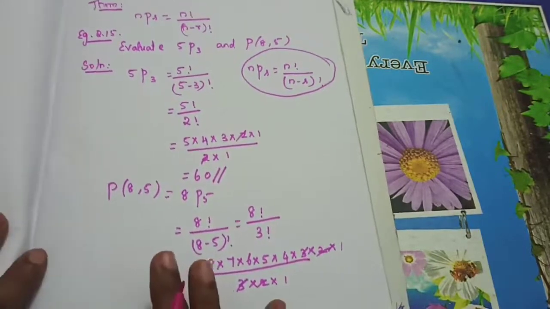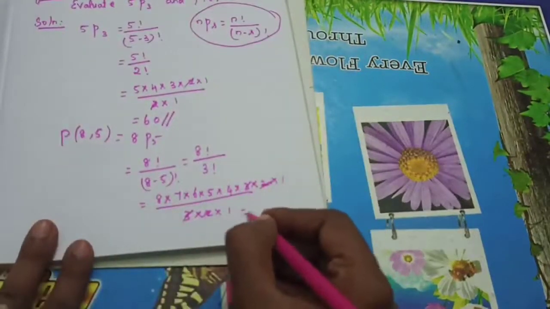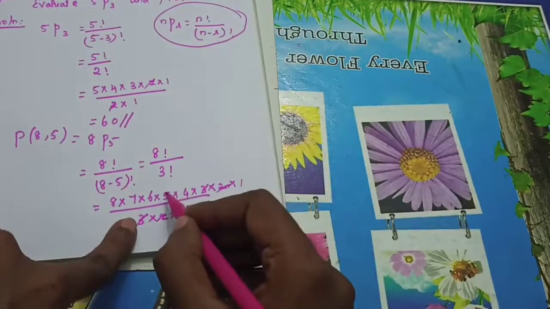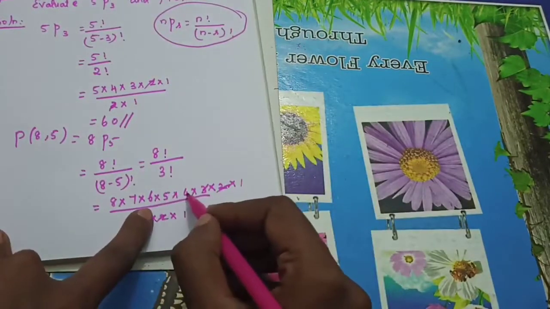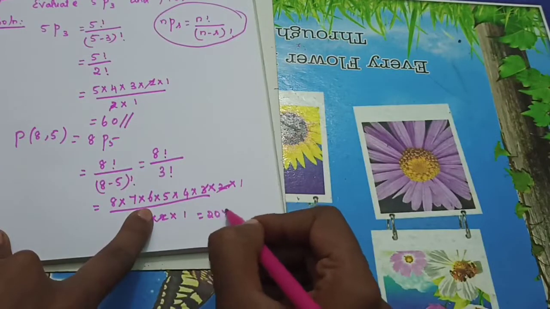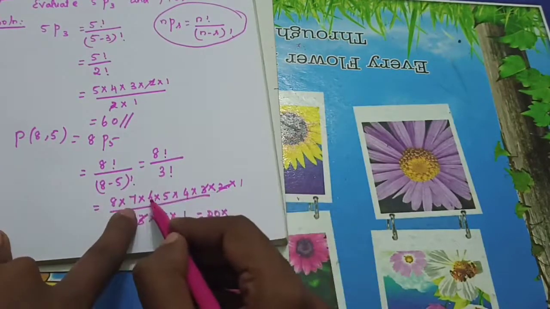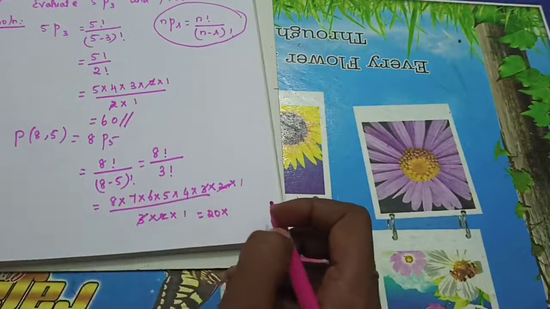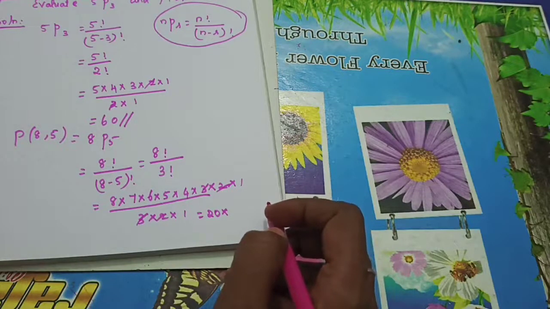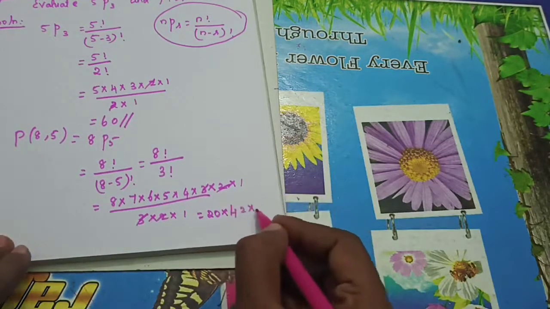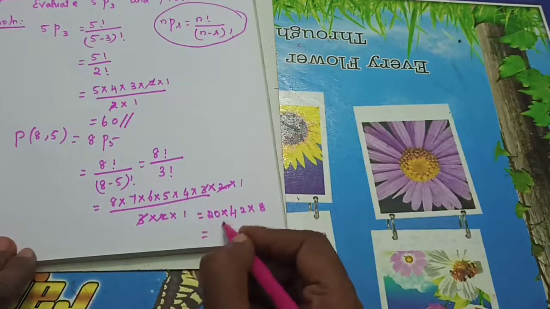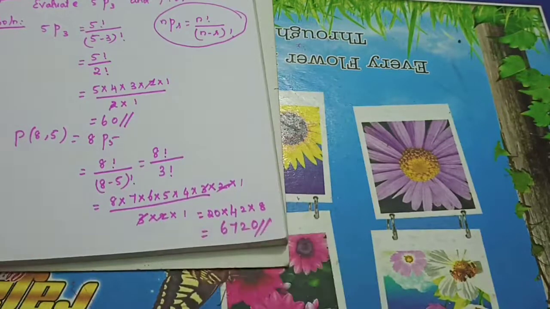First you multiply. 5 fours are 20, into 7 into 6. 7 into 6 is 42. 6 into 6, 36, plus... 42 into 8. Now multiplying every term, you will get 6,720. Have you got it? Very easy. Permutation has only one formula. What's the formula? nPr equals n factorial divided by (n minus r) the whole factorial.